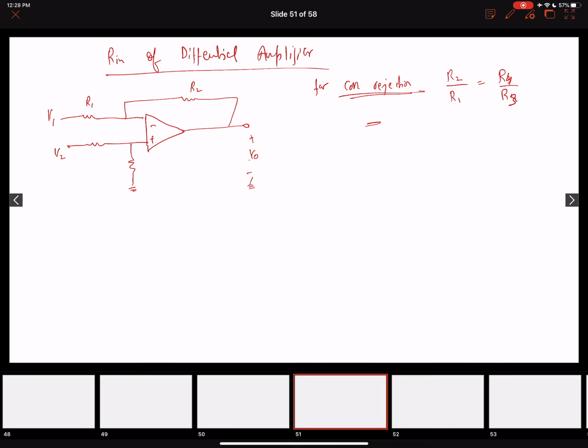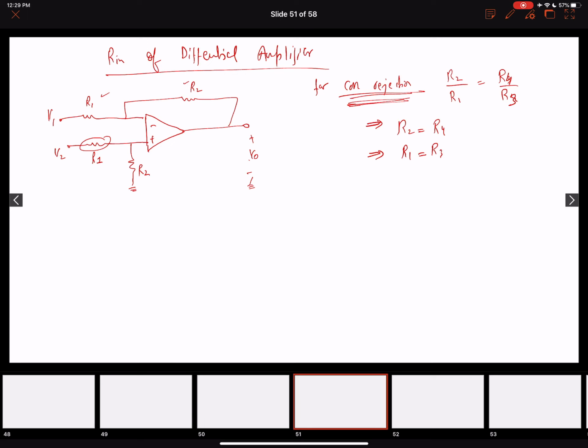Alright, so from here we can see that if we want the common mode signal to be rejected, then I can make my R2 resistor equal to R4 and my R1 equal to R3. So R1 here, R2 here, this was originally R3. Now it can also be R1 and this can be R2. This will make sure that my common mode signal will be rejected.